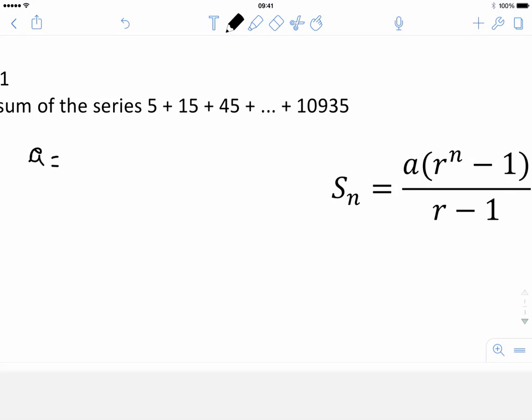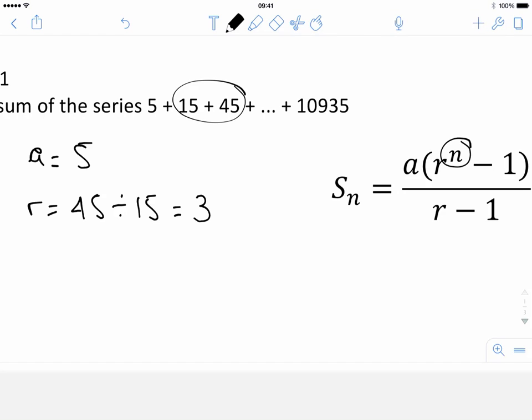We know that a in this case is 5, and the common ratio, well, if we take any two successive terms, let's take 45 and 15, I know if I go 45 divided by 15, I get 3. So my common ratio is 3. The only piece of information we need now is how many terms we are adding together. And that's going to be given to us by the last term.